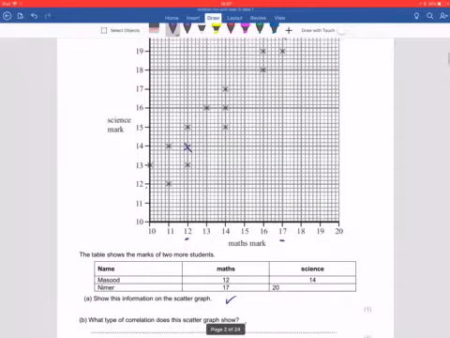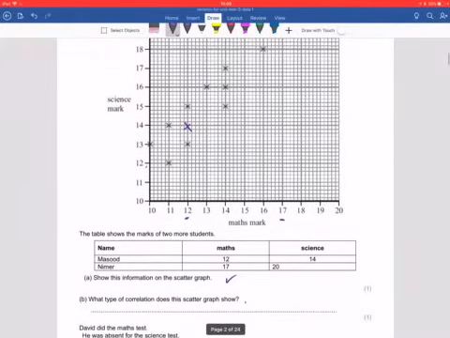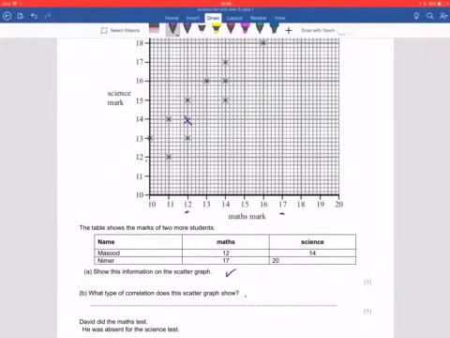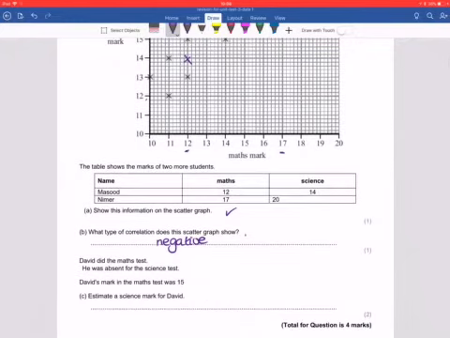What type of correlation does this scatter graph show? Type is like negative, positive, or no. You can see it's increasing, so it's positive. And you could say strong, negative, weak, that sort of thing.